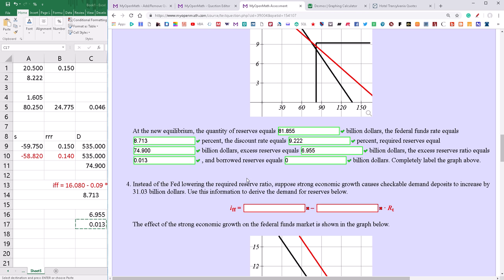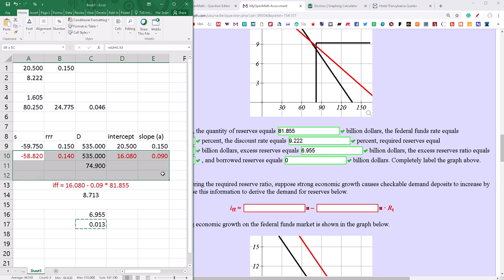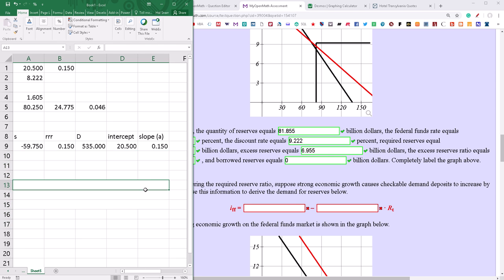In scenario 4, instead of the Fed lowering the required reserves ratio, or instead of the European financial crisis, suppose economic growth causes checkable demand deposits to increase by $31.03 billion. So let's go ahead and delete these numbers up here. We'll delete all these up here. We'll just pull these down. Okay, so those values haven't changed.